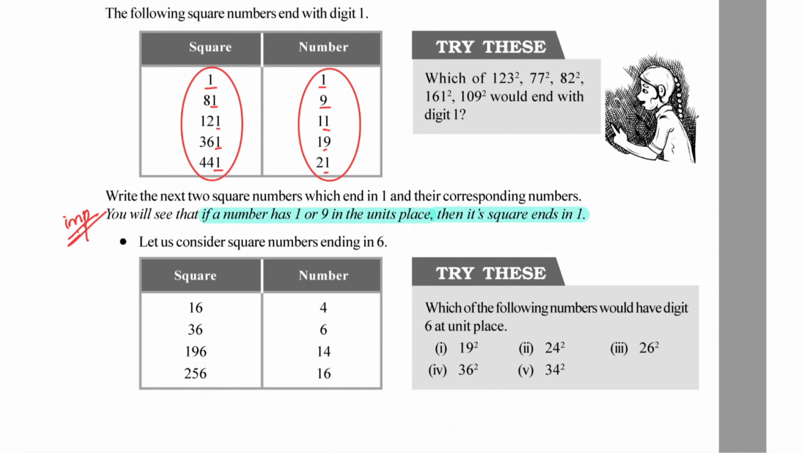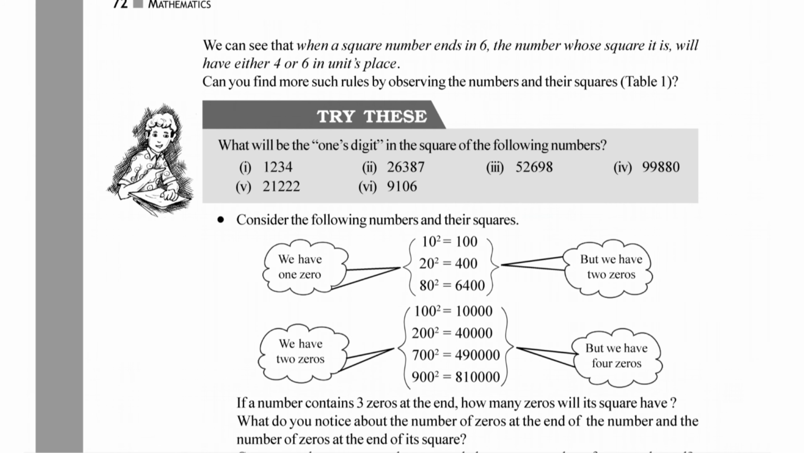Proceeding further, now check the square numbers ending in 6. If you check that, you can make out that if a number has 4 or 6 in its units place, then the square ends with 6. So if any number has 4 or 6 in its units digit, then the square ends in 6. When a square number ends in 6, the number whose square it is will have either 4 or 6 in its units place.